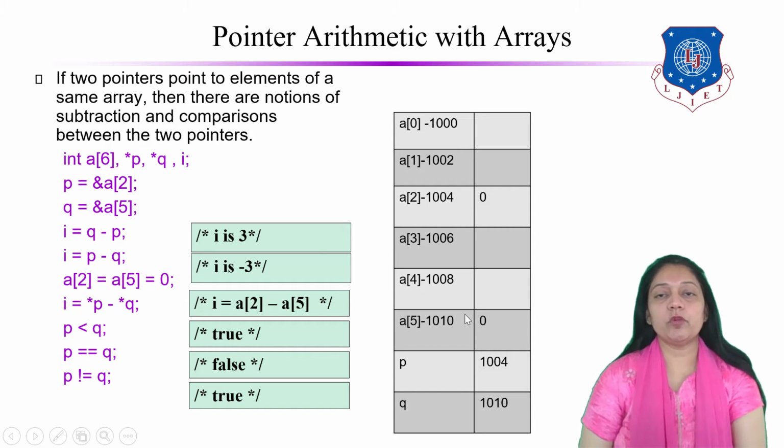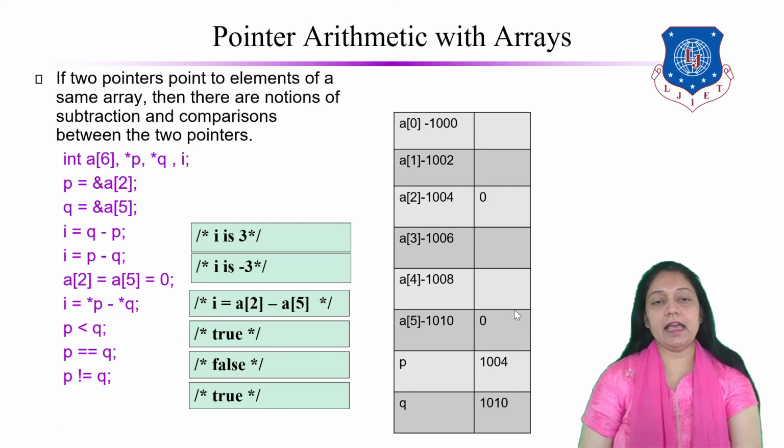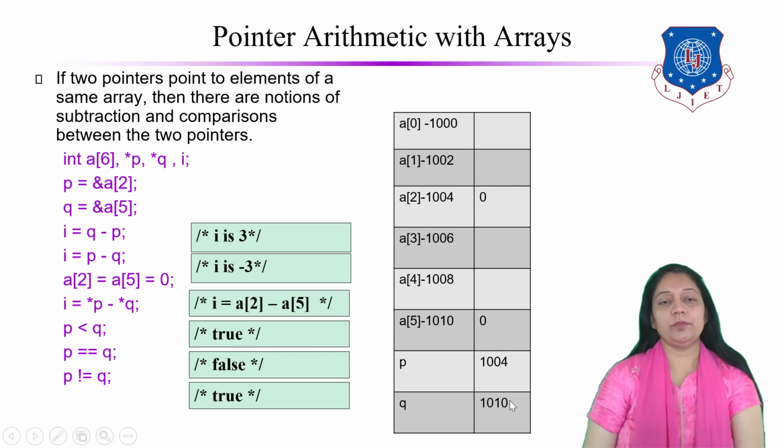Okay, so this was all about pointers and arrays. We have seen different types of arithmetic operations that can be performed on pointers when they point to an array. So let's end here. Goodbye. Thank you.